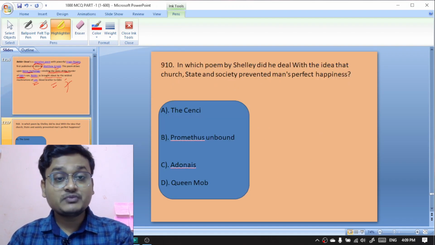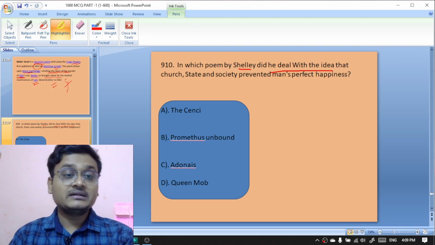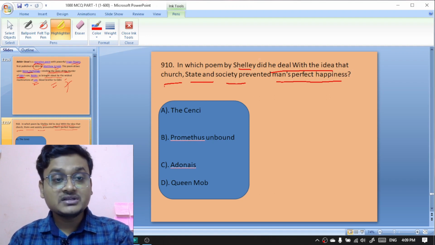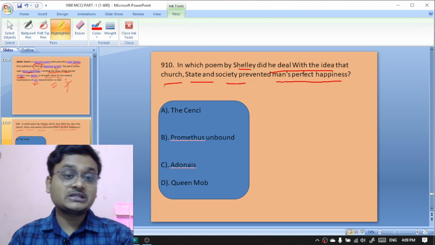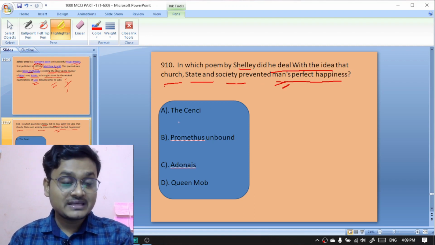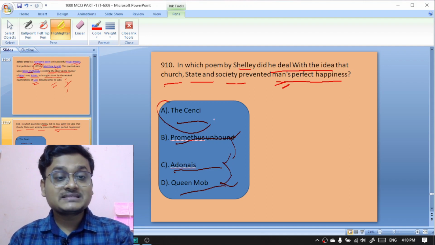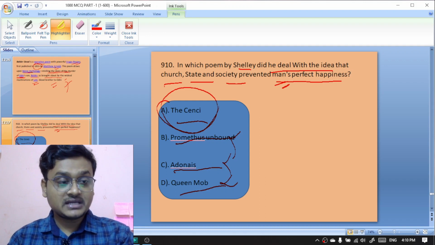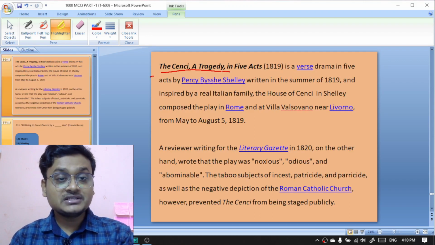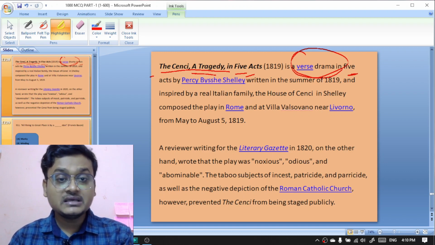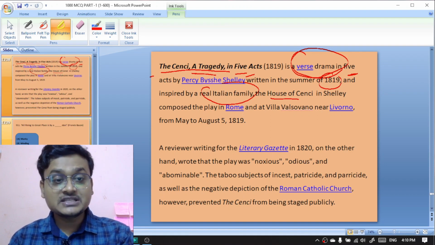In which poem by Shelley did he deal with the idea that church, state, and society prevented man's perfect happiness? The options are The Cenci, Prometheus Unbound, Adonais, and Queen Mab. It is Shelley's The Cenci, a tragedy in 5 acts, a verse drama by P.B. Shelley, written in the summer of 1819, inspired by a rare Italian family, the house of Cenci, and composed as a play in Rome at Villa Valsovano near Livorno.